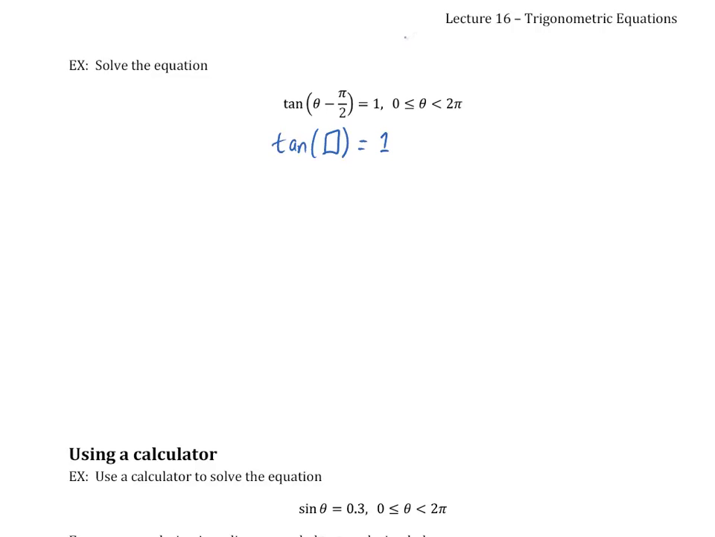Now, looking at my trig function value cheat sheet, I notice that tangent is 1 at pi over 4. So theta minus pi over 2, what's inside here, has to equal pi over 4 to get a 1, but it's also equal to 1 down at 5 pi over 4. So theta minus pi over 2 equals 5 pi over 4.